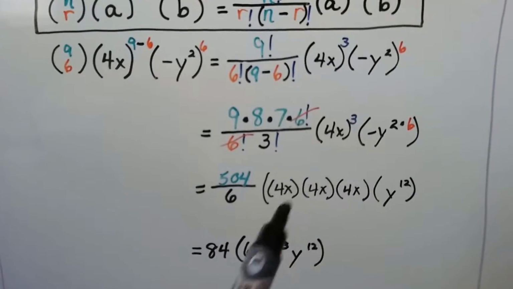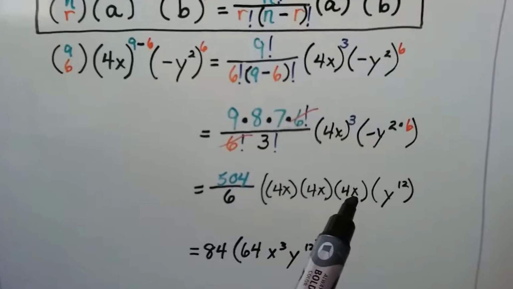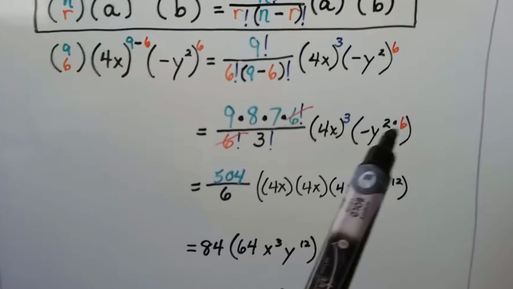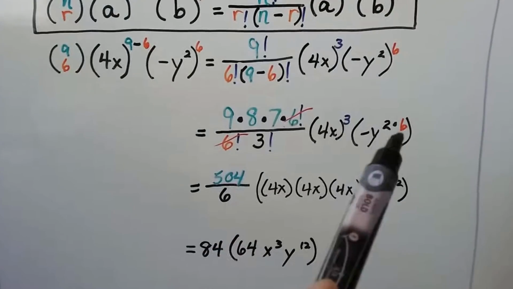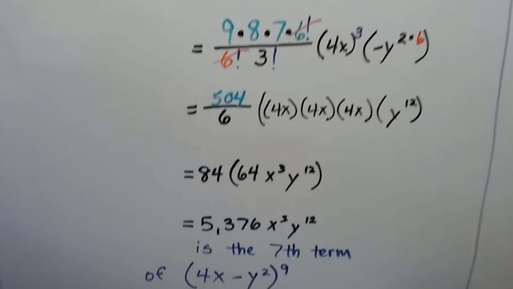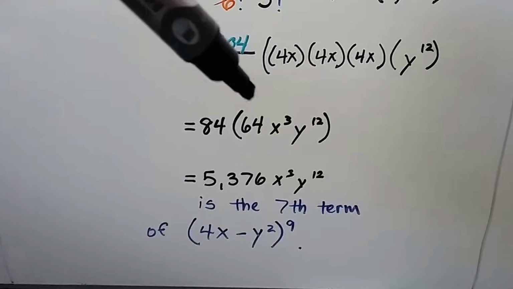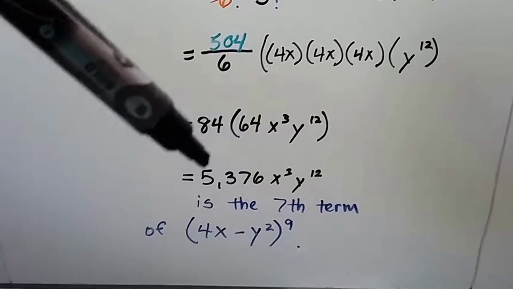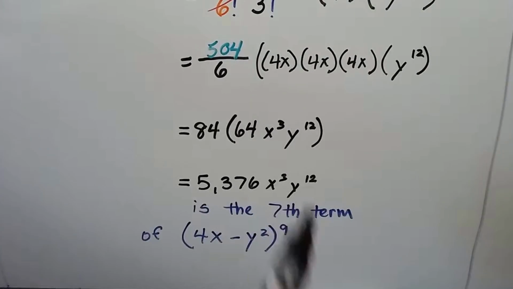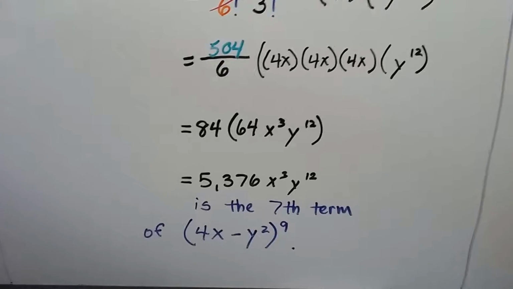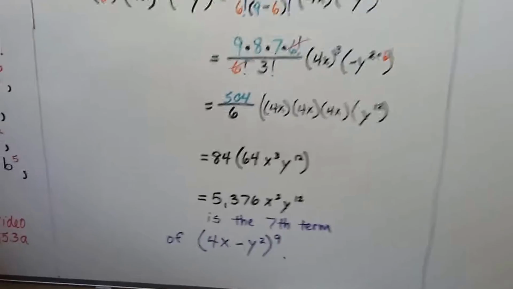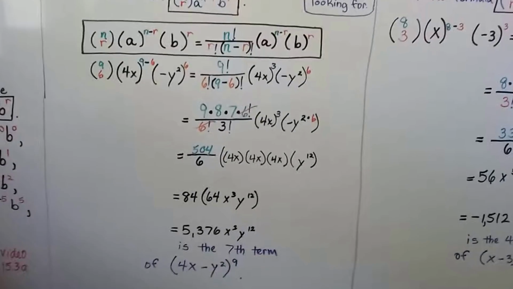Well, 4x raised to the 3rd power is 4x times 4x times 4x, isn't it? That's going to give us a 64x to the 3rd power. We multiply the 2 times 6. It's an even exponent, so we know that's going to be a positive y to the 12th. Now we multiply the 84 times 64, and we get 5,376, and x to the 3rd power, y to the 12th. And that's the 7th term of 4x minus y squared raised to the 9th power. Okay, let me back up a little bit so you can see what we did here.